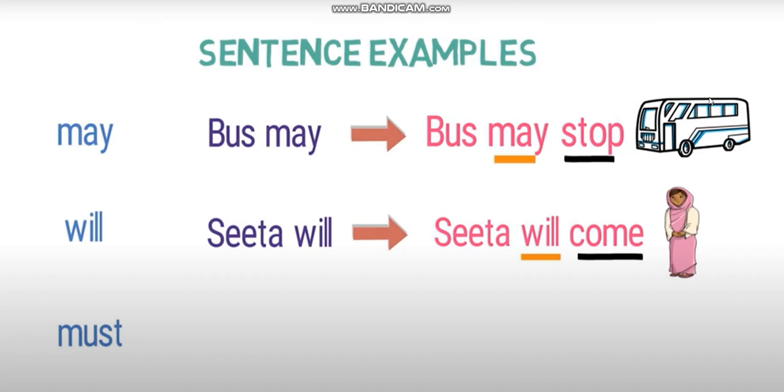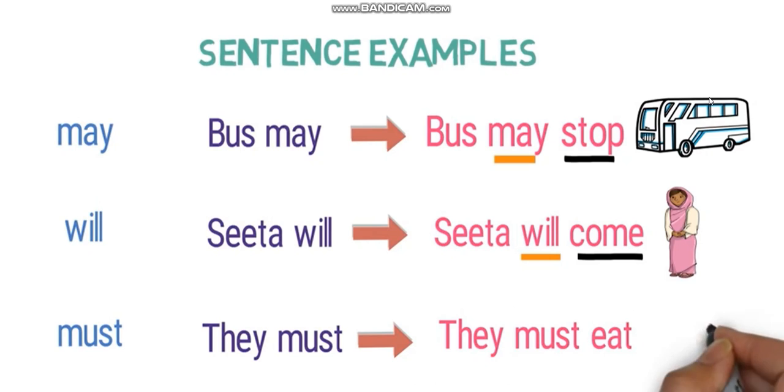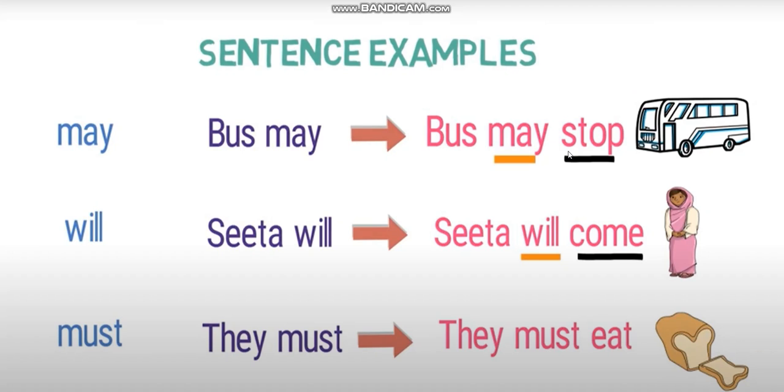Now look at this sentence: They must. Here, the verb must is of no meaning to the sentence if it is not followed by any main verb. Now look at this sentence: They must eat. Now we have a meaningful sentence conveying that they must eat. And here also, eat is the main verb and helping verb is must. I hope you have understood. But let's make it more clear, students.